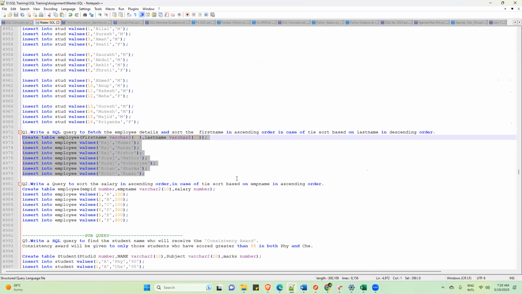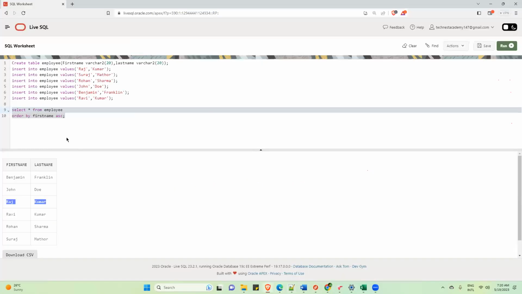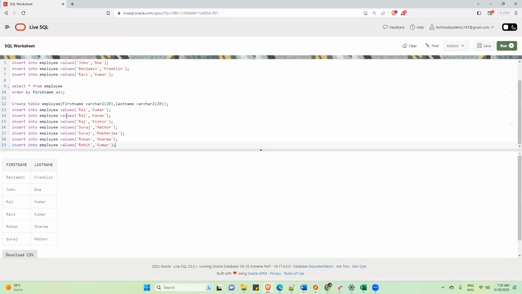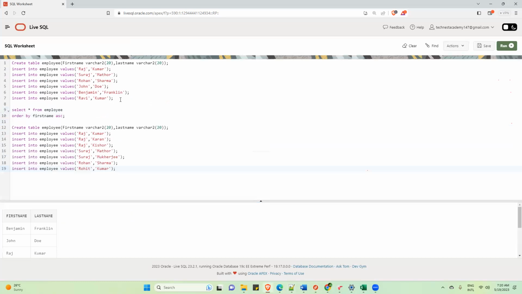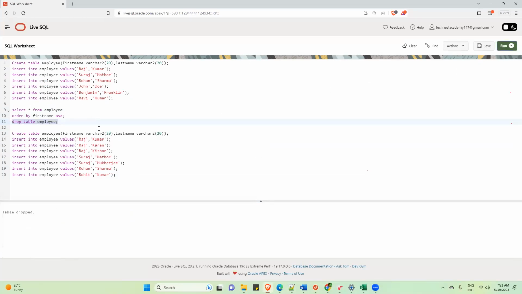Now I will take some other set of data, so I will delete this data. To delete data from a table, you can use this command. I will not explain what this drop is and how it works; we have a separate session on it. For the time being, just understand that when you want to delete data, you can write drop table and the table name. All the records will be deleted from that table.